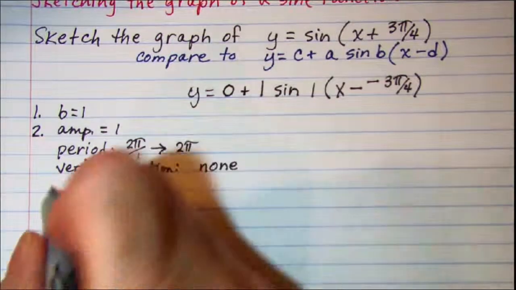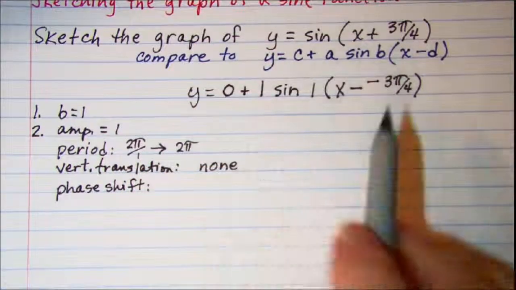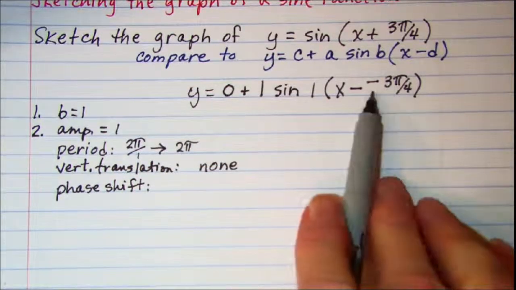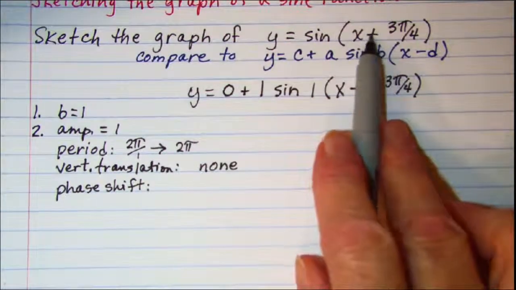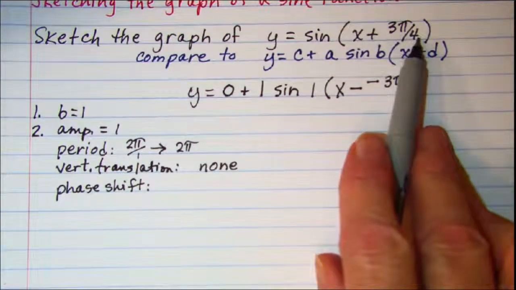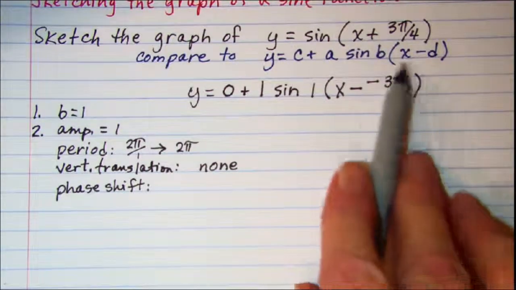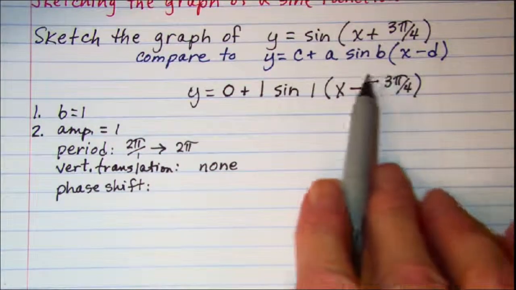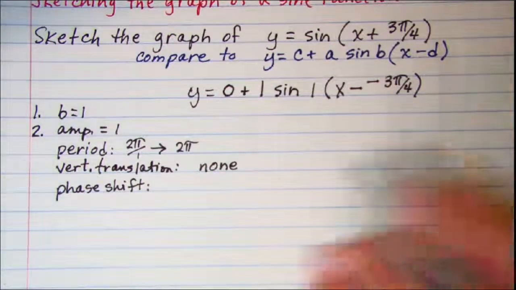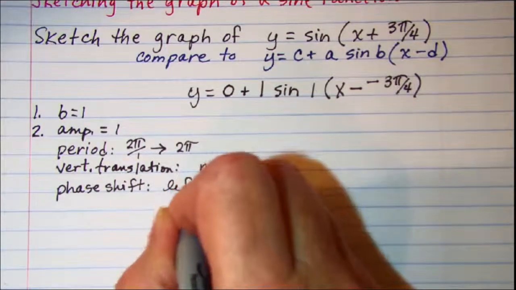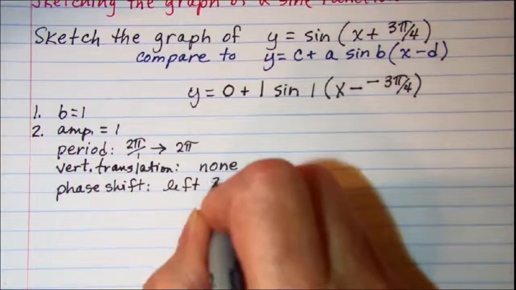And then my phase shift is this value here, and since I have plus 3 pi over 4, that means I'm going left, and we can see that it is left by this value. So left 3 pi over 4.